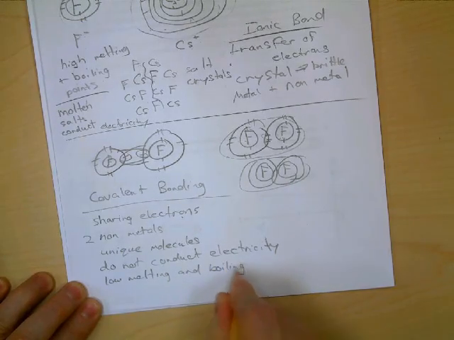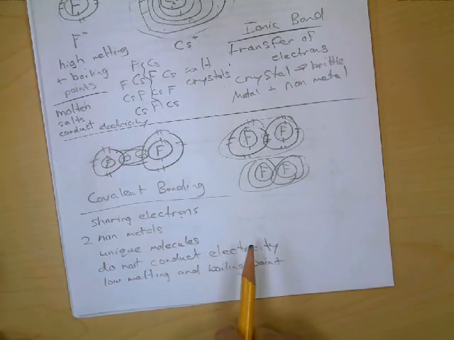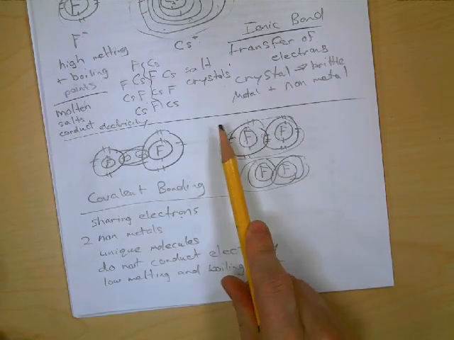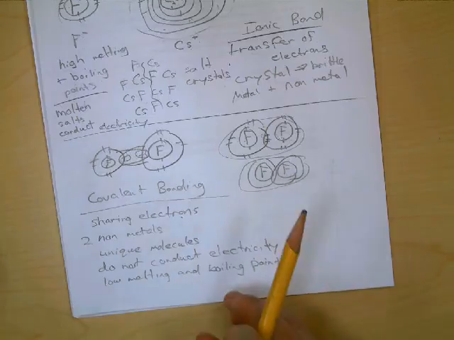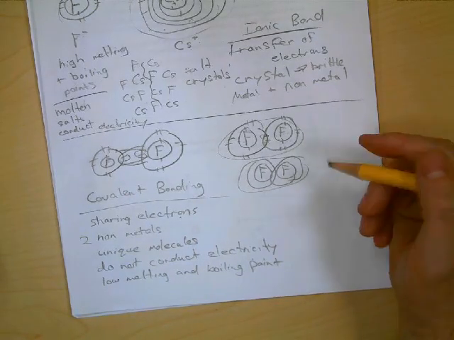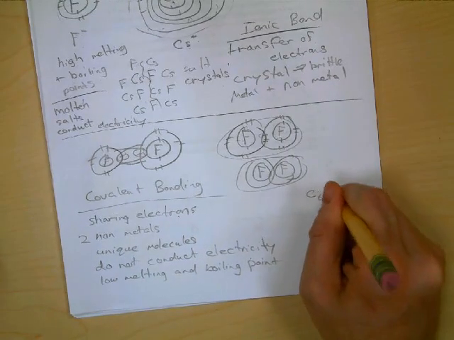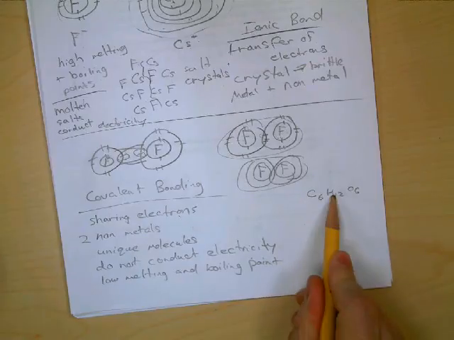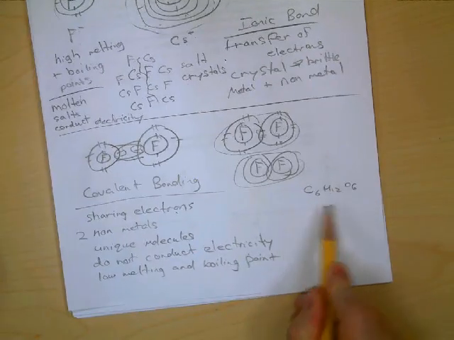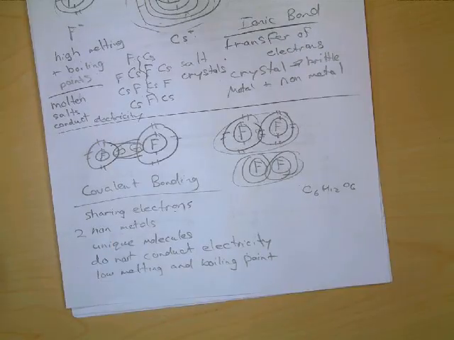Unlike these, they don't tend to form crystals. Some of these will be solids and some will be gases. Sugar is my example that I use. Sugar is a covalent molecule. Sugar is C6H12O6. Carbon, hydrogen, oxygen, all of those things are not metals, right? So non-metals was our rule for covalent bonding.